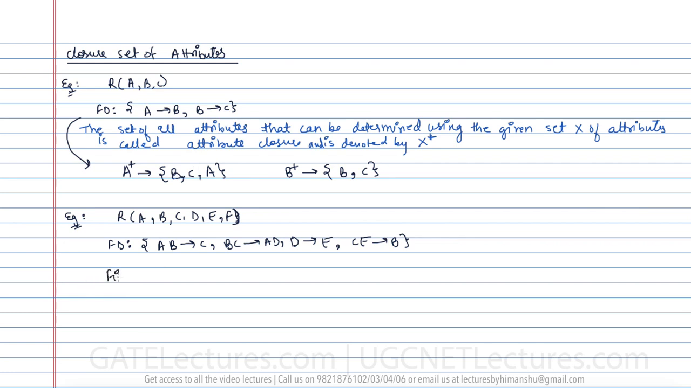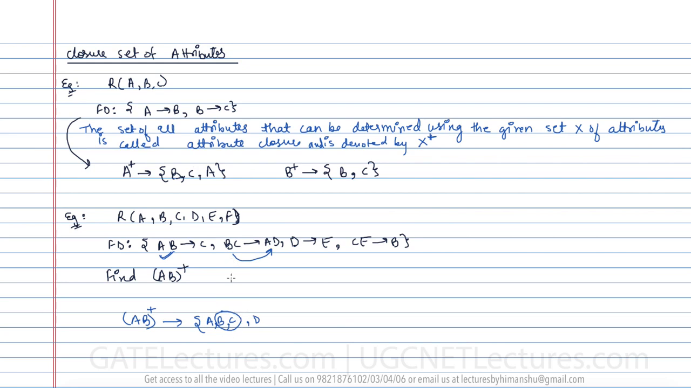Now we want to find what is the closure of AB. So AB is the set of attributes which is given, and we are trying to find what is the closure of AB. If we find AB closure, you can see with the help of AB, we can determine AB itself. Now from this functional dependency, with the help of AB we can determine C, and with the help of BC we can determine AD. So A is already there, therefore we can determine D.